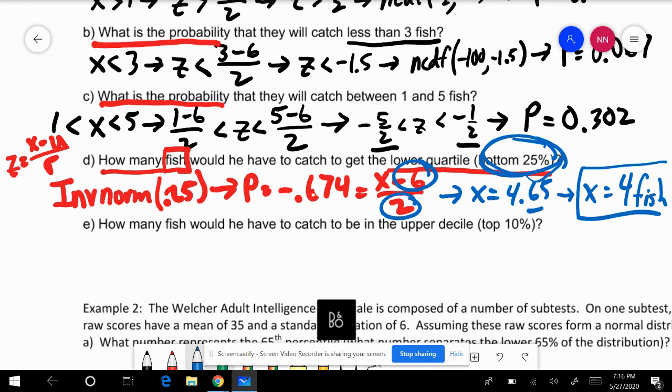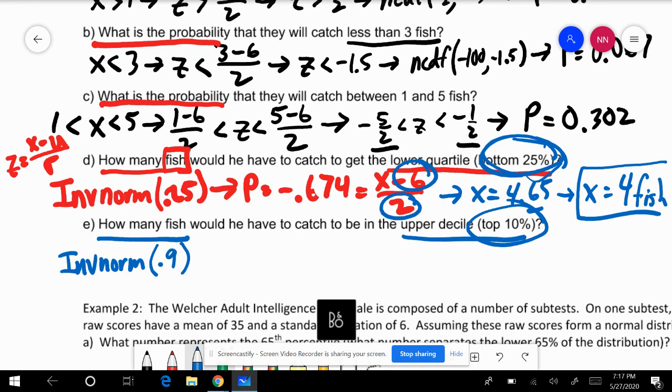Now, looking at letter E, this time it says how many fish, so we know we're finding the x, but it says the upper decile. If you're in the upper decile, you're in the top 10%. Now, if you write something as a percentile, it's always in terms of what's below it. So if you're in the top 10%, that means you are in the 90th percentile. 90% of people are below you. So we're going to do inverse norm of 90%, and that gives us 1.28.